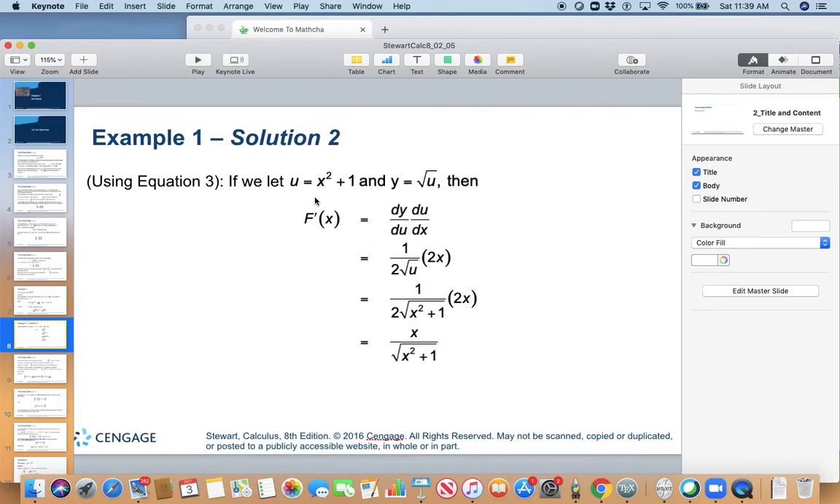So in Leibniz's notation, think of u as x squared plus 1. y is the square root of u. Correct? So F prime of x is dy/du times du/dx. The derivative of y with respect to u is 1 over 2 root u. The derivative of u with respect to x is 2x. Don't forget, my question had x to begin with. So replace the u by the expression in x. And the 2's cancel, and that's that. This is probably a better way of remembering.